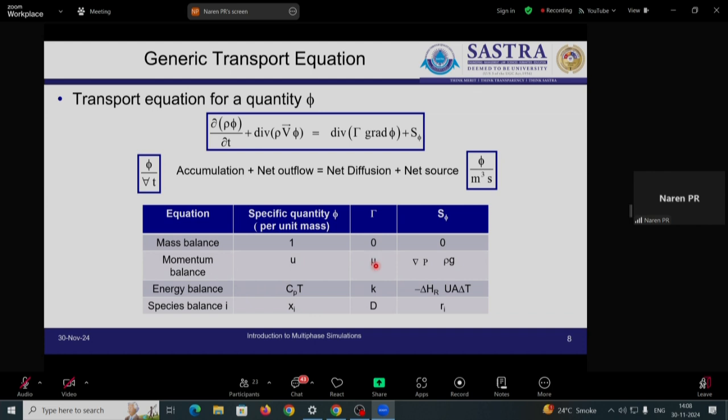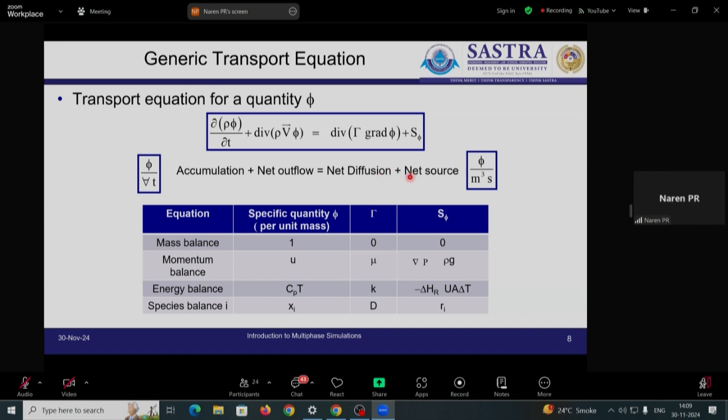This is basically given by Newton's law of viscosity. If it is a laminar flow, we will just incorporate Newton's law of viscosity. Otherwise, if it is a turbulent flow, then we need to add the turbulent contribution to the shear stress distribution also. So we can represent this as one equation wherein, by changing phi, you can get the respective transport equation. All these transport equations follow this general principle wherein accumulation plus net outflow is equal to net diffusion plus net source flow.